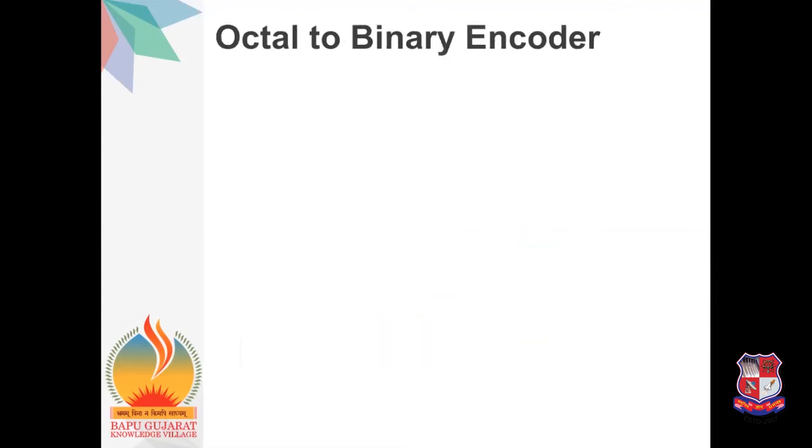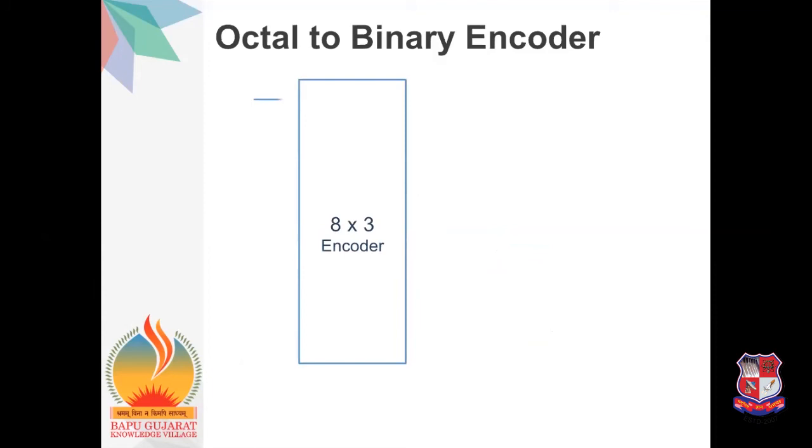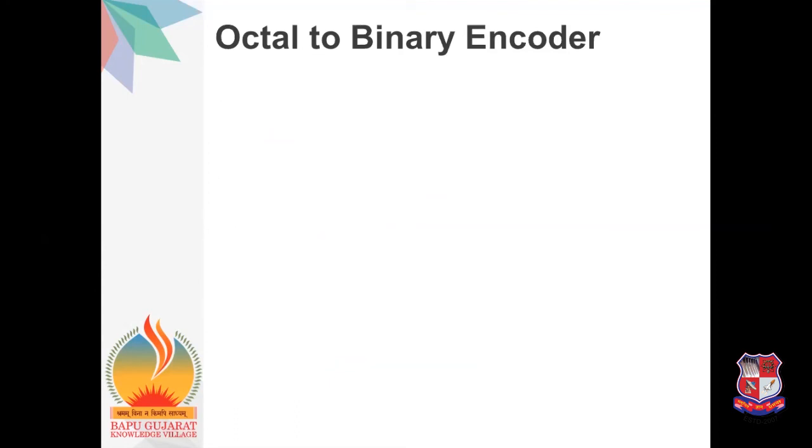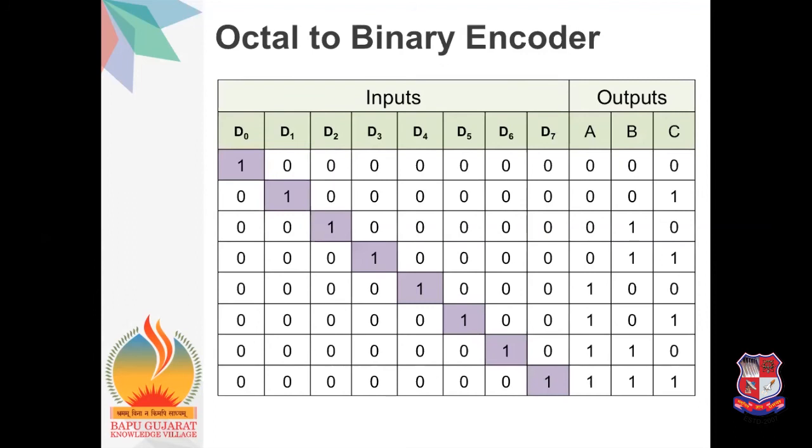Now let's see the octal to binary encoder in the same way. This is the well-known encoder, octal to binary. It has 8 inputs and 3 outputs. The 8 inputs are D0, D1, D2, D3, D4, D5, D6 and D7, and the 3 outputs are C, B and A.